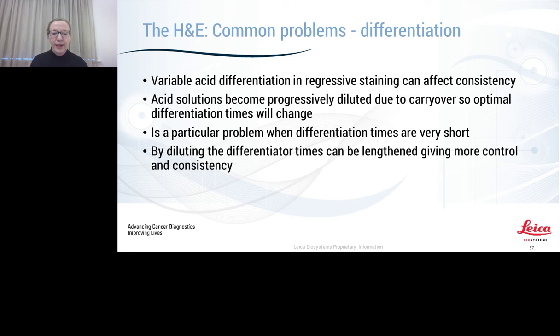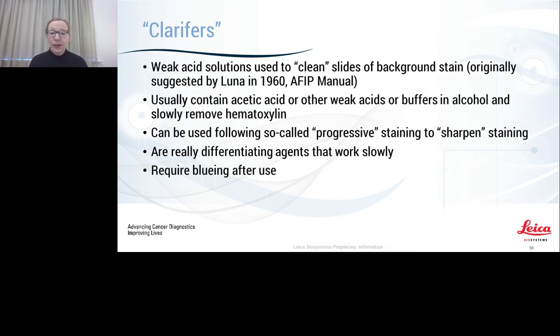So acid alcohol with hydrochloric acid is fast. You need to be considering how your protocol has been optimized. You can dilute the differentiator so that times can be lengthened, adding a bit more control and consistency. Or you can use what is commonly called a clarifier rather than a differentiator. This uses a different acid, usually acetic acid or some weak acid, so that it gives you more time and more control.